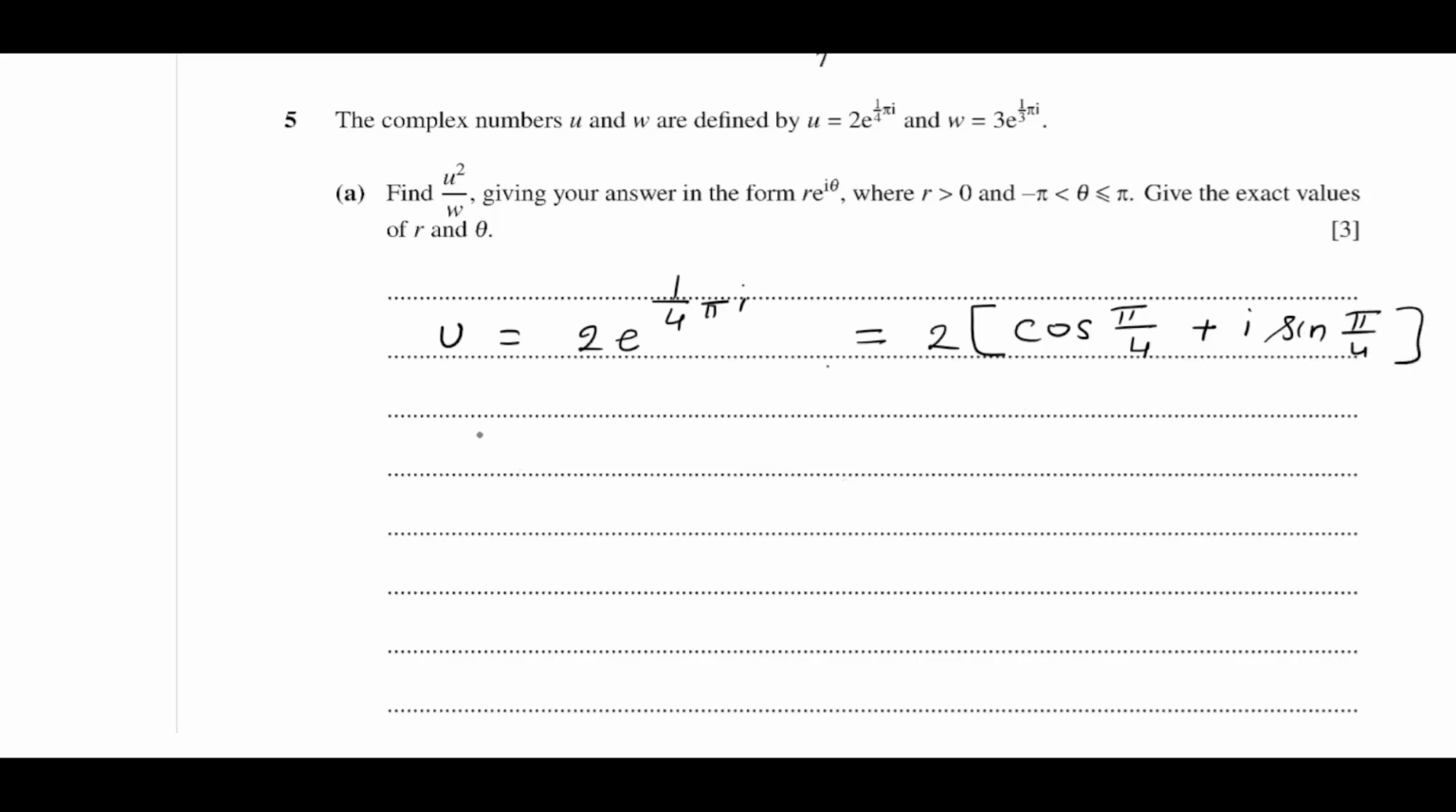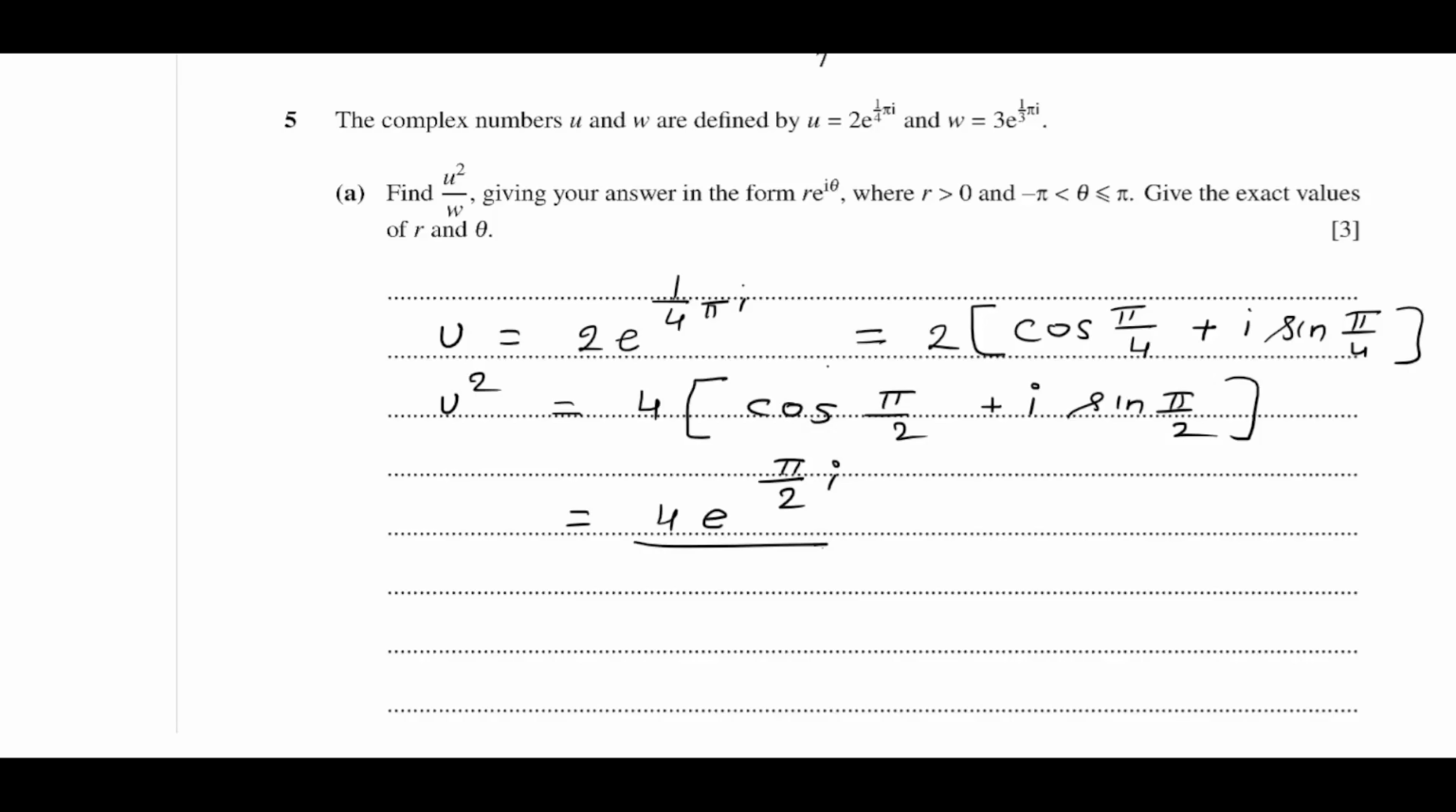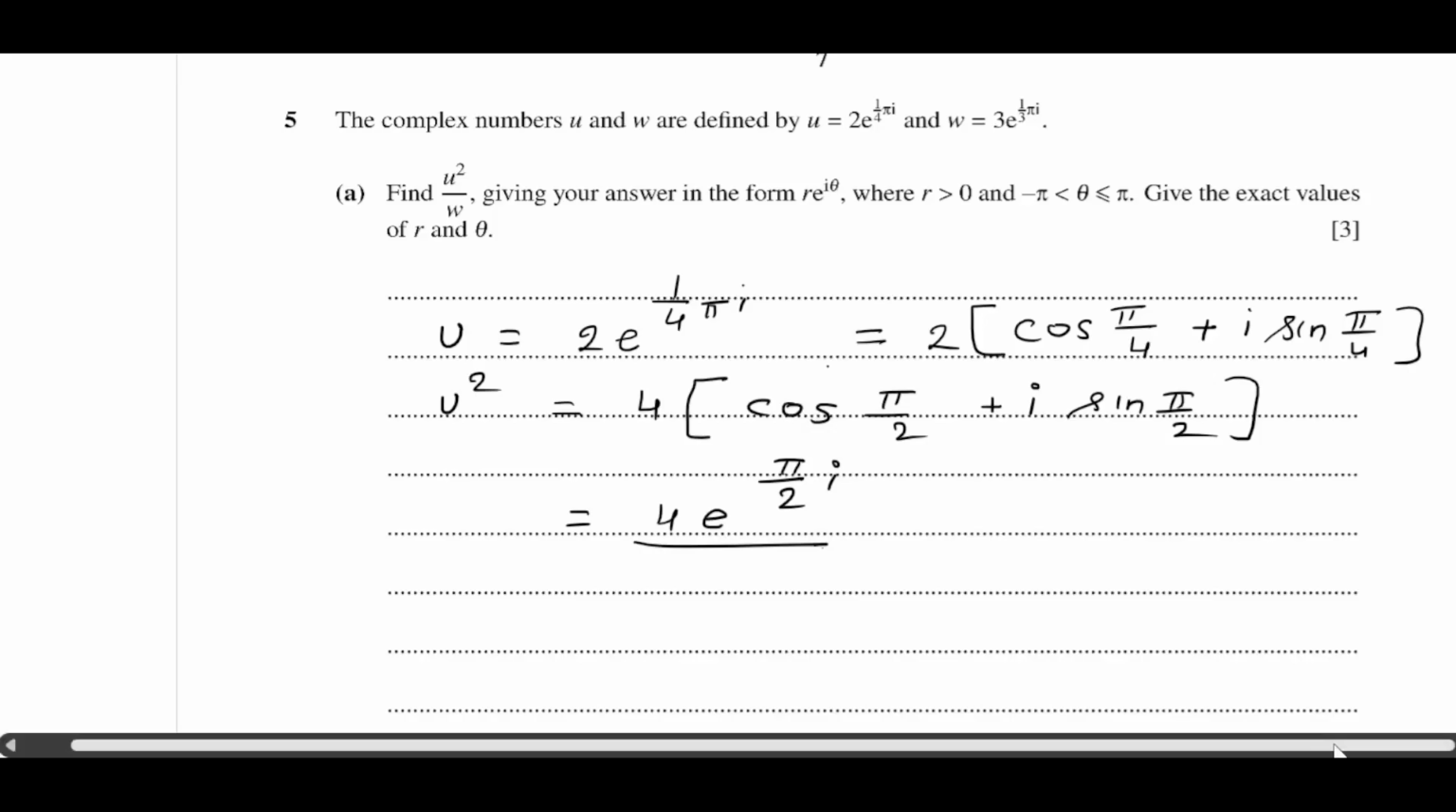Now if I find u squared, this will become 4 times, and when I square it, the angle is doubled. So this will be cos π/2 plus i sin π/2. And therefore I can write this as 4e^(πi/2). So we get the value of u squared.